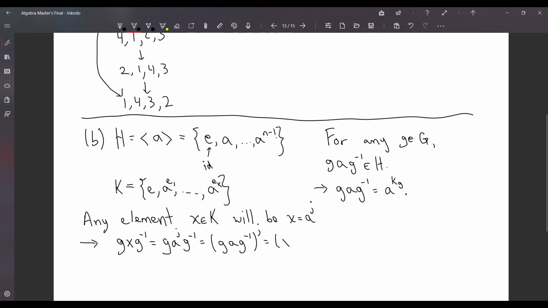And this is G inverse is A to the KG, and this is to the J power, and then this is going to be A to the J to the KG power. So this is some product of, this is X to the KG, and so this is going to be in K. And therefore K is normal, because if we conjugate by any group element G, then we get an element of K.